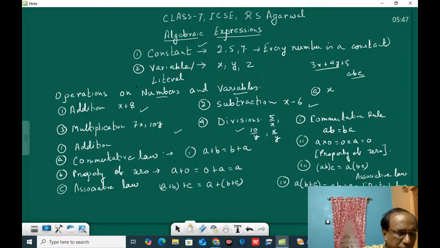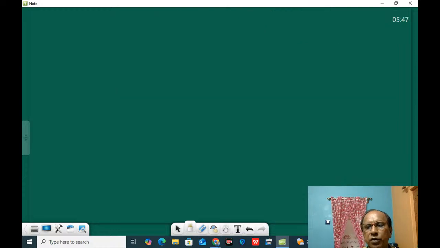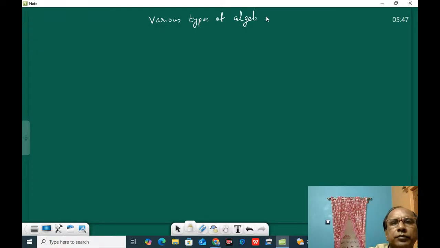We have various types of algebraic expression. Now we learn about the various types of algebraic expression. Number one is what we call a monomial.